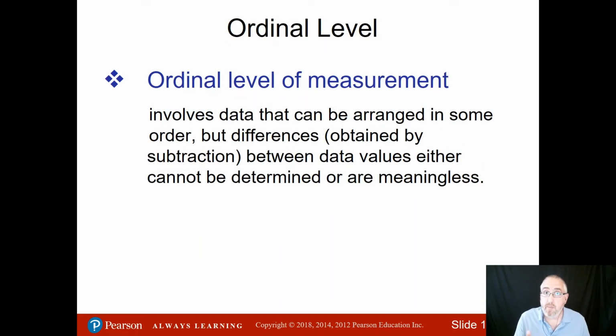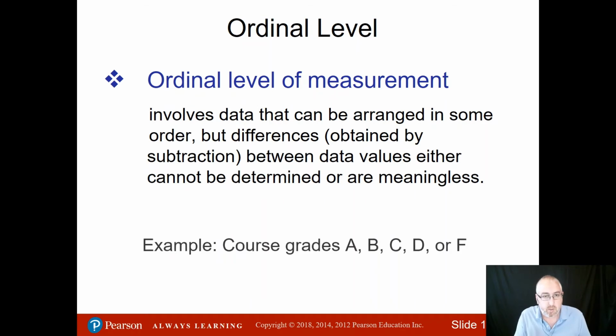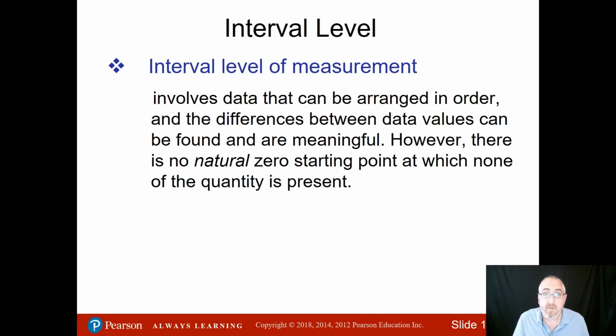The next step up from that would be ordinal. Ordinal level of measurement involves data that can be arranged in some order, but differences obtained by subtraction between data values either cannot be determined or are meaningless. So again, we're probably dealing with categorical qualitative data still, but now we can put it in some sort of order, and it makes a little bit more sense. What's the example we have here? Course grades A, B, C, D, or F. You don't want to mix up the order of that. It's better to keep it in nice, clean order like that. So that's ordinal.